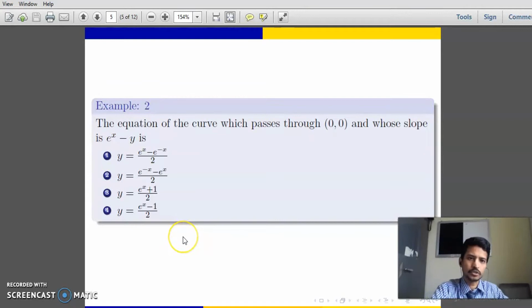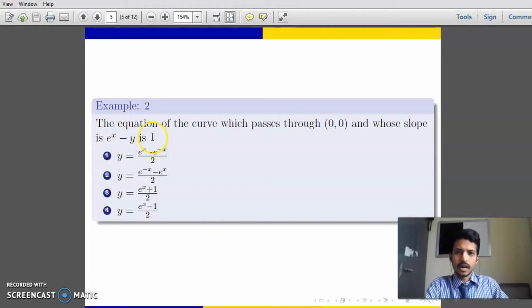In the next question, which is related to the solution of a differential equation, first I will read the question, then I will discuss the solution of the question, then we will decide which option is correct. The question is: the equation of a curve which passes through (0, 0) and whose slope is e to the power x minus y.